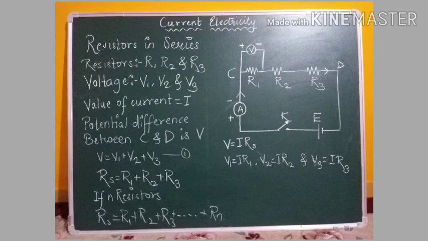whereas RS, where S stands for series, RS is equal to R1 plus R2 plus R3. If n number of resistors are connected together, then RS can be denoted as R1 plus R2 plus R3 and so on up to the Rn number. That means up to infinity.